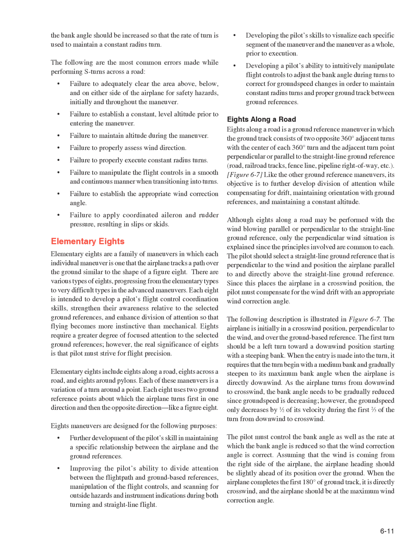As the airplane turns from downwind to crosswind, the bank angle needs to be gradually reduced since ground speed is decreasing. However, the ground speed only decreases by half of its velocity during the first 2/3 of the turn from downwind to crosswind. The pilot must control the bank angle as well as the rate at which the bank angle is reduced so that the wind correction angle is correct. Assuming that the wind is coming from the right side of the airplane, heading should be slightly ahead of its position over the ground. When the airplane completes the first 180 degrees of ground track, it is directly crosswind, and the airplane should be at the maximum wind correction angle.